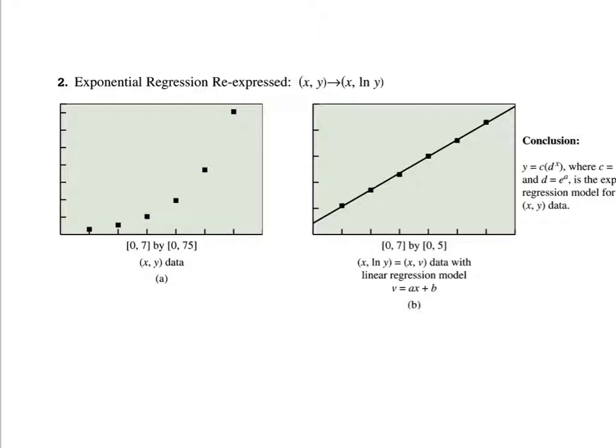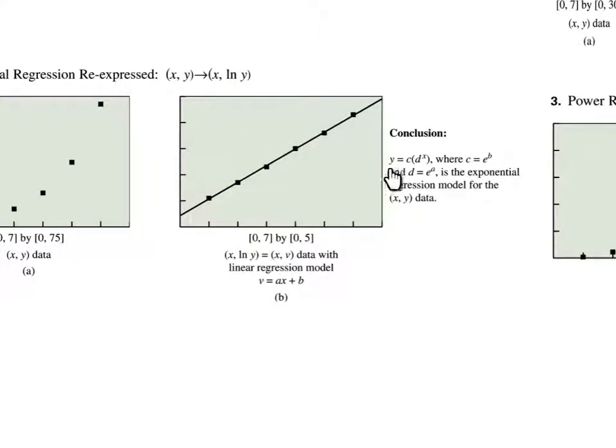So exponential regression. See how this looks like an exponential function? That lets you know you take the original (x, y) data and you keep x the same, but you take the natural log of y. And see how it puts it into a line? So now let's look at what our conclusion can be. It says y equals c times d^x, where c equals e^b and d equals e^a, is the exponential regression model for the (x, y) data.